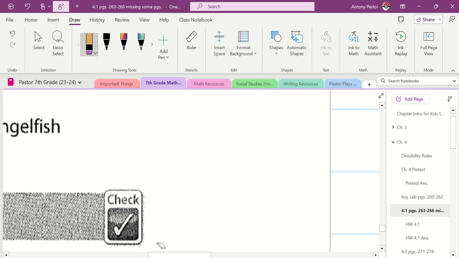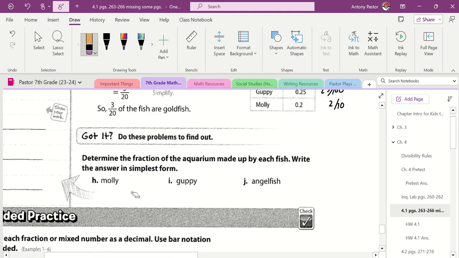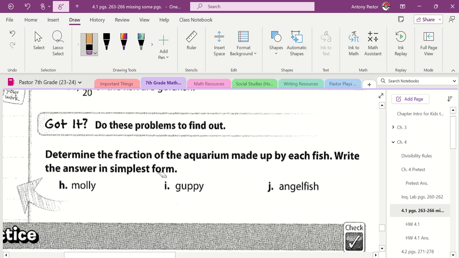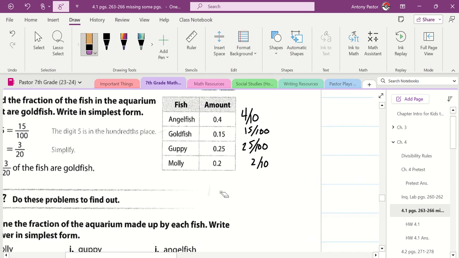Now, looking at the got it's, determine the fraction of the aquarium made up by each. Oh. Well, we already did that. Never mind, we already did that.